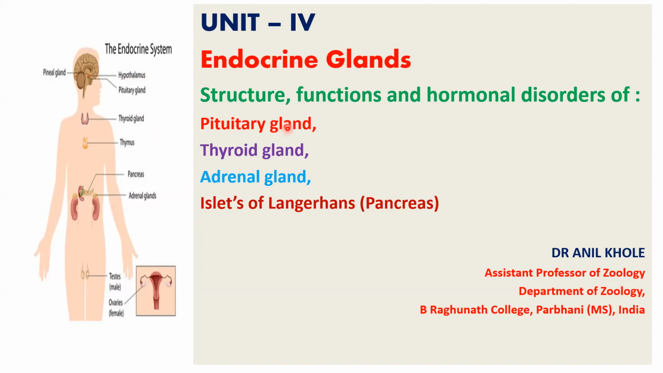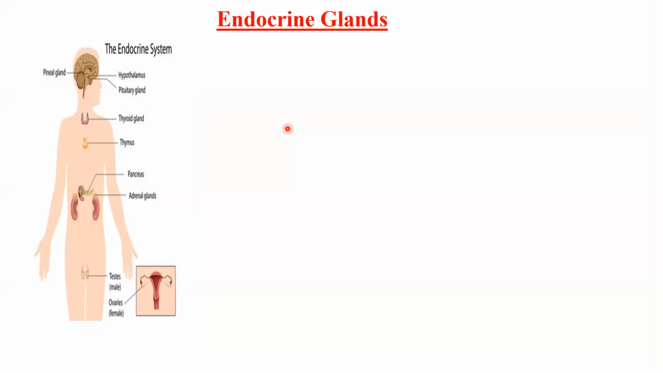So according to our syllabus, we have to study the structure, functions, and hormonal disorders of the endocrine glands. And in this, we have to study the pituitary gland, thyroid gland, adrenal, and the pancreas. It is also called the islets of Langerhans.